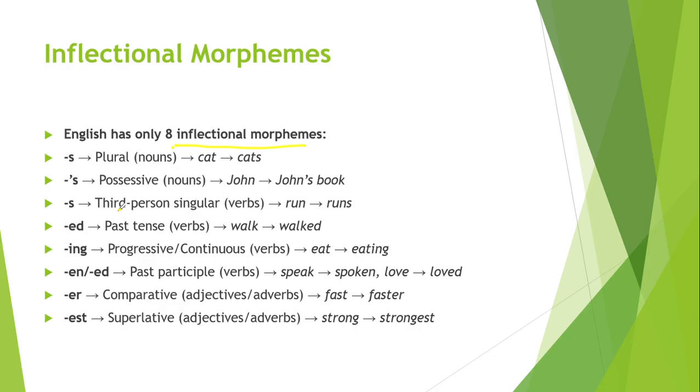And s can also be added for a person being singular, third person singular, in verbs such as run, which forms runs. Okay, for past tense we use ed: walk, walked. In progressive or continuous verbs, ing is used, as in the verb eat to form eating.